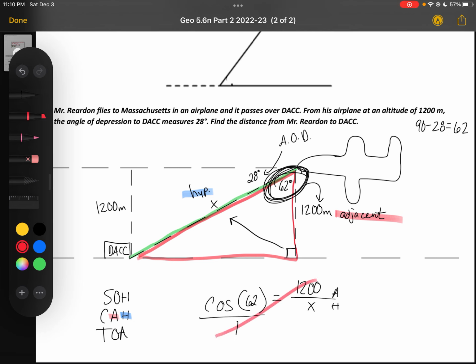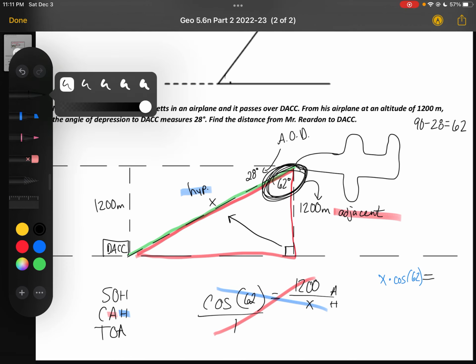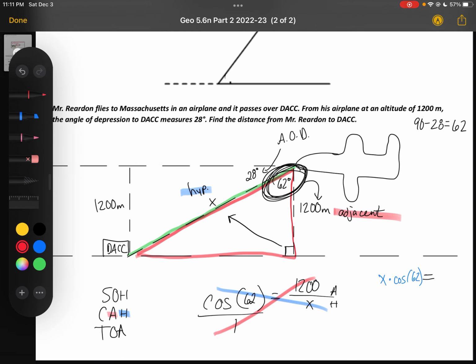So again, put cosine over 1 and cross multiply using our red and blues. Blue this time is going to be x times the cosine of 62. Remember, it's not 62, it's the cosine of 62. So cosine and 62 are married. They stay together here. Then in red, 1200 times 1 is just 1200. And we have to finish by solving for x.